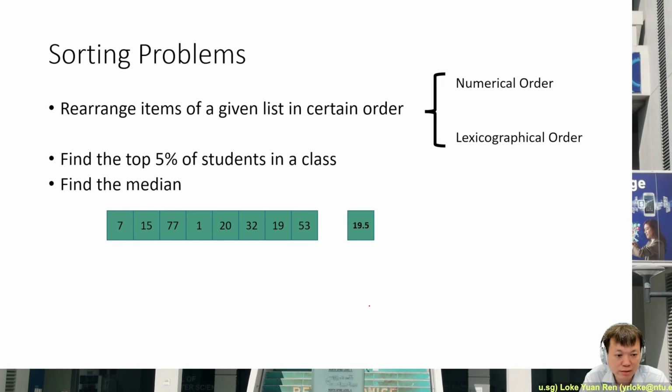So that is useful. Sometimes we want to find the top 5% in the class. You need to sort. If you don't sort the data, just like this module, we have 800 students, and I want to find the top 5%. If I don't sort the data first, I really need to remember every single student's result and then find out the top 5%. That is very time consuming.